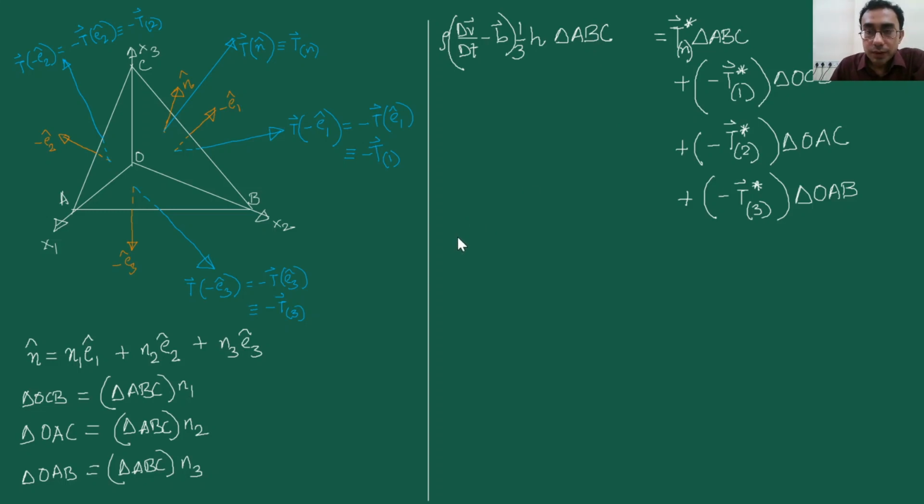So the most difficult part of our derivation is actually done. And let us not forget that this entire thing, the rho dv dt minus b, is actually evaluated at some specific point. So I'm just putting a superscript star over the entire thing. You understand that this star refers to some specific point lying within the entire domain of the volume OABC of the entire tetrahedron.